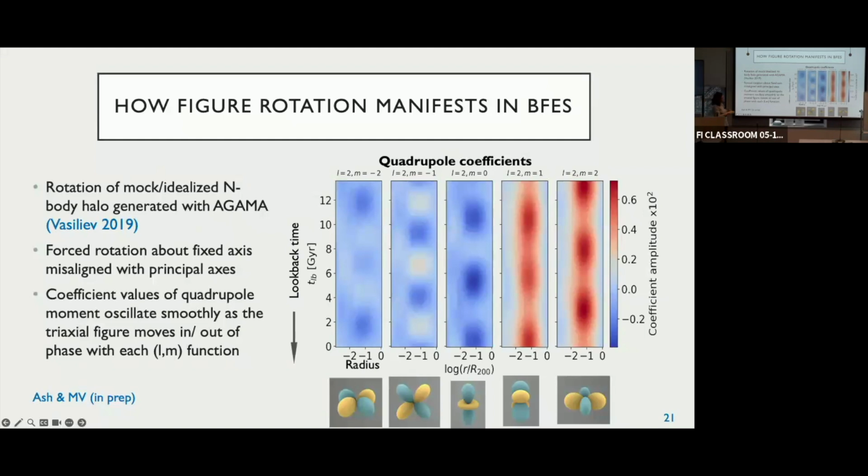a function of time. So this shows time, right? This shows each of these panels. So these are the quadrupole coefficients. So this is L equal to 2, M equal to 0. These are M equal to plus or minus 1, and these are M equal to plus or minus 2. And in each panel, this is the radius.